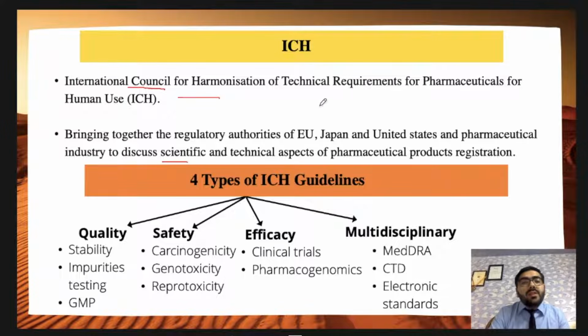There are 4 types of ICH guidelines. Number 1 is for quality, 2 for safety, 3 for efficacy, and 4 for multidisciplinary.